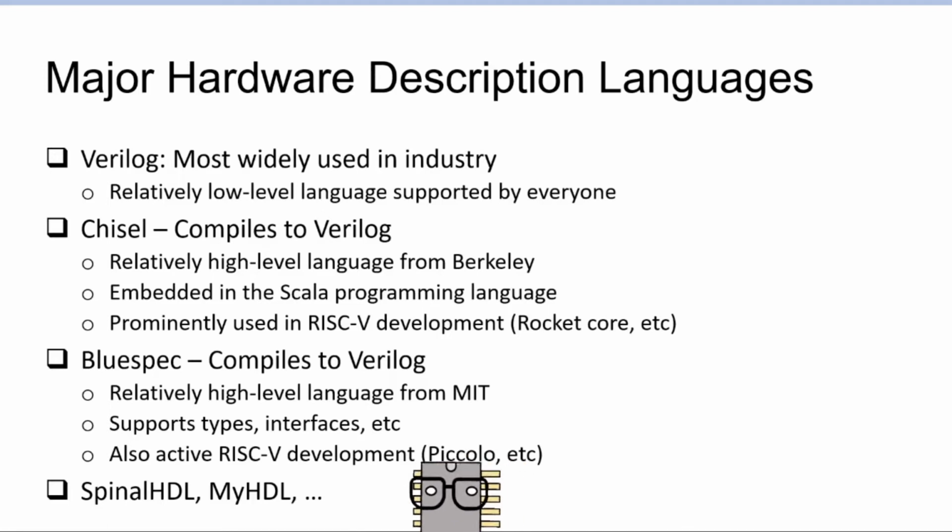And there are a lot of other newly springing hardware description languages, including things like SpinalHDL and MyHDL. There's a bunch with variable levels of adoption, variable levels of efficiency.